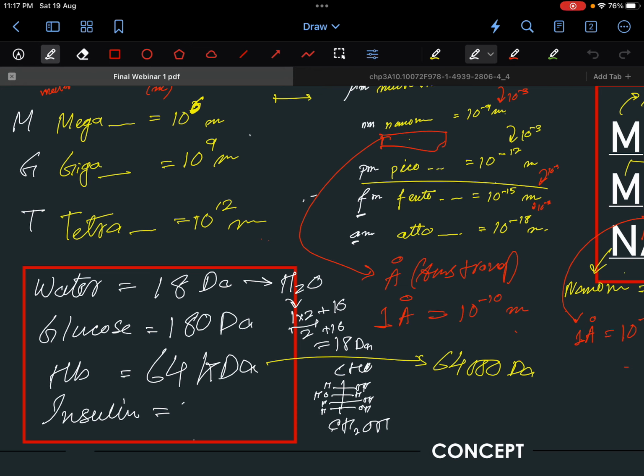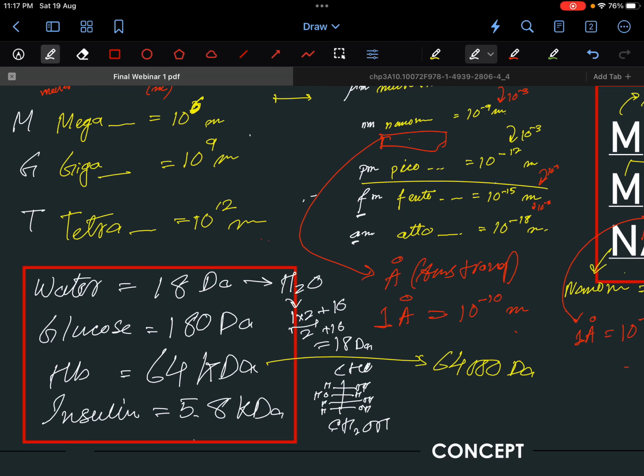Insulin is 5.8 kilodalton. It is less than hemoglobin, and of course that makes sense. Hemoglobin is a tertiary structure and a big structure, made up of 4 subunits, and insulin is not that, obviously. So insulin is 5.8 kilodalton.